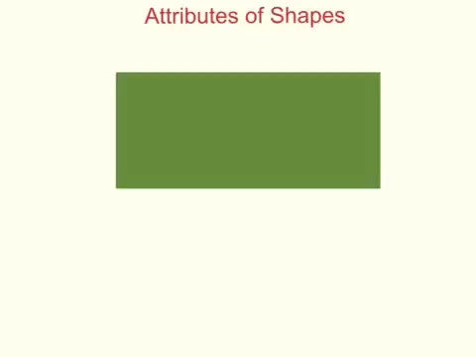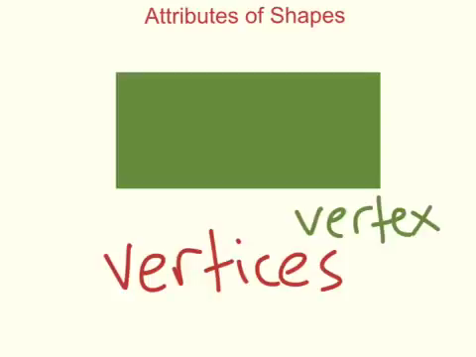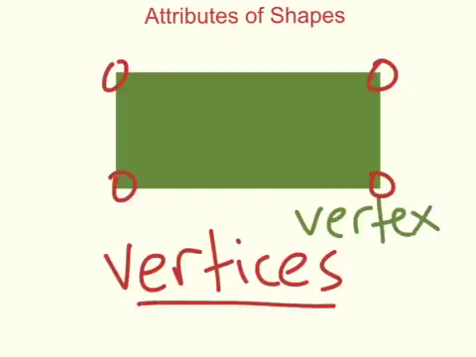One way that we can describe shapes is by describing the number of vertices. Vertices is plural for vertex, which means the corners, where 2 lines join. So on this shape here, this green rectangle, we have a vertex right here, and here, and here, and here. So we can describe the shape by saying it has 4 vertices.